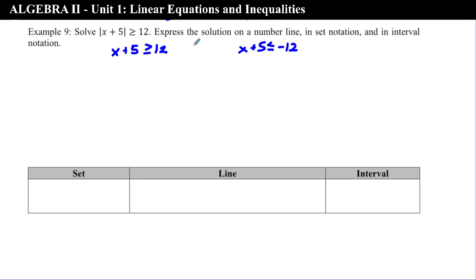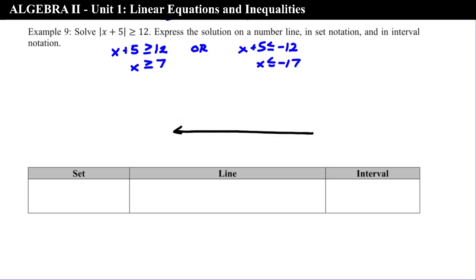Before we solve them, we need to figure out, are we putting "and" or "or" in between? Well, since it's greater than, then we're going to put "or." It's greater than or equal to, but we're mainly looking for, is it greater than? And now we're going to solve, and we've got x is greater than or equal to, we subtract 5 from each side, we get 7 for this one. Subtract 5 from each side, and we get negative 17 for this one. So now it's just doing a compound inequality.